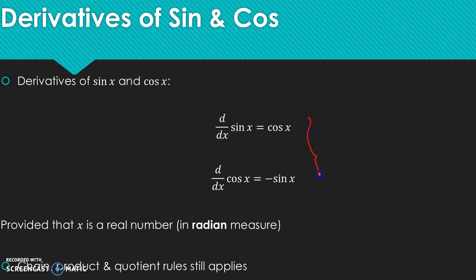Now these values are just something you need to memorize. We'll be using them a lot this term, so it's important to be familiar with them and be accurate with them. The biggest difference is just this negative sine x value. And that's provided that x is a real number and it's in radian measure. And with these derivatives, the chain, product and quotient rules still apply.